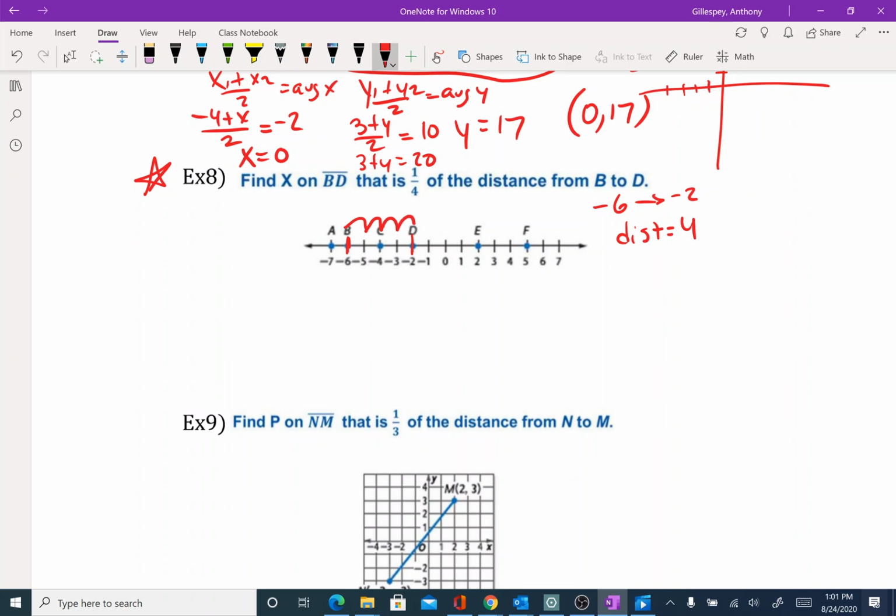Now, we want to go 1/4 of the distance. So all we're going to do is figure out what 1/4 of 4 is. Well, 1/4 of 4 is 1. Now here's the thing we need to be careful with. Am I going 1/4 of the way from B to D or D to B? 1/4 of the way from B to D. So I'm going to go 1 forward from B towards D. So where is 1/4 of the distance between B and D? It's at -5. Now, if I had asked you what's 1/4 of the distance from D to B, then you would be going this direction and it would be at -3.